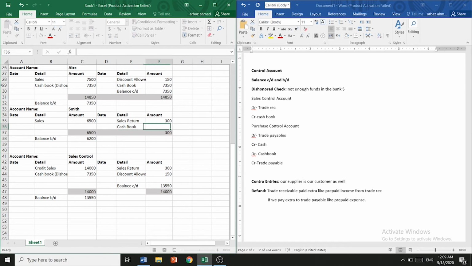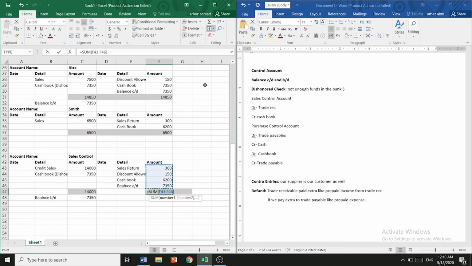Okay, and 6200 is the amount, right? Let's delete that. I will have the cash book here, and that will be 6200. My balance brought down will change and it will be 7350, and this one will also be 7350. Let's see whether it balances or not.